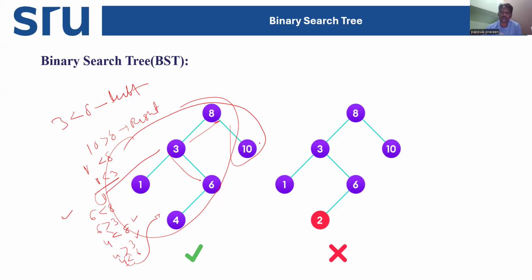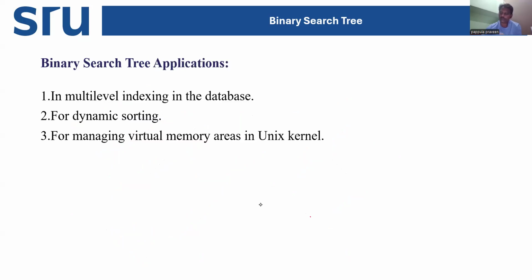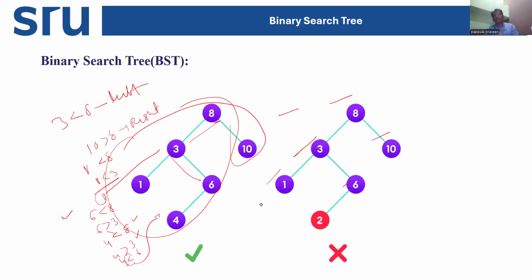Now coming to the second example: 8 is the root node, and 3 is okay, 1 is okay, 6 is okay, 10 is okay, but what about 2? Now 2 is less than 8, yes, the condition is satisfied. 2 is less than 3, yes, that is also satisfied. But we moved it to the right side, and that is not correct. So 2 is moved to here. This is correct, then automatically this is satisfied.